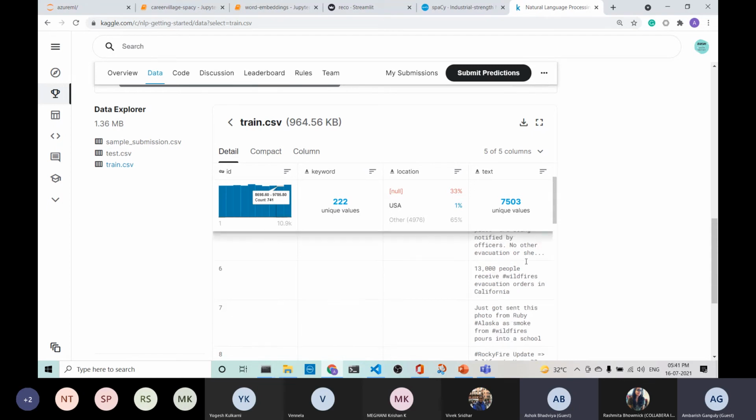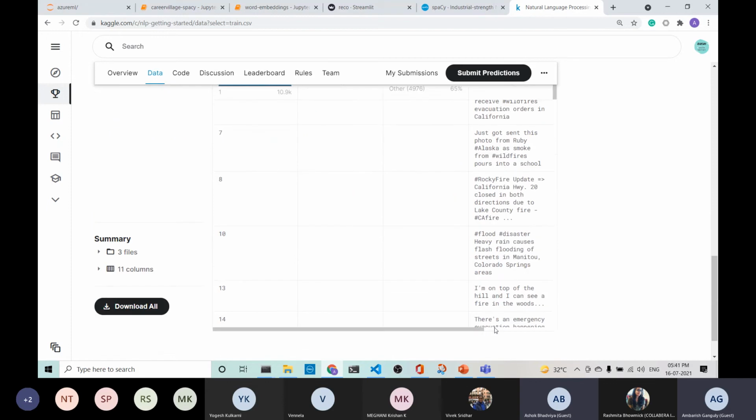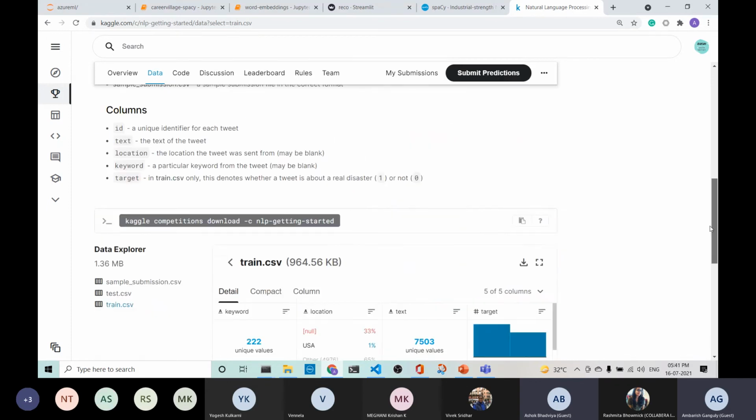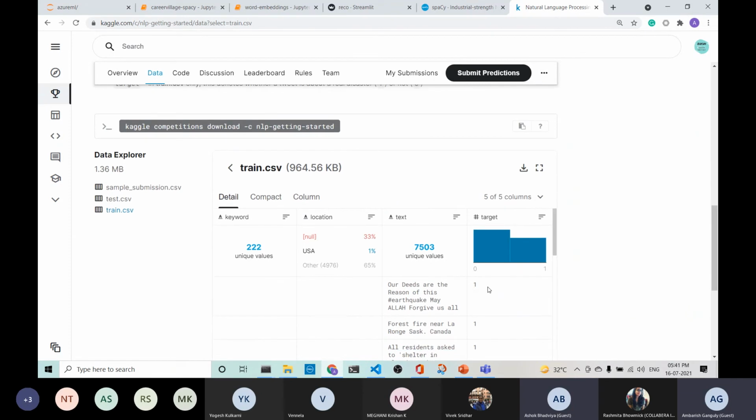The classification is whether it's a disaster tweet or not. So they have a target here, 1 or 0 or something. Okay. So here, what we did was that the concept is very similar.